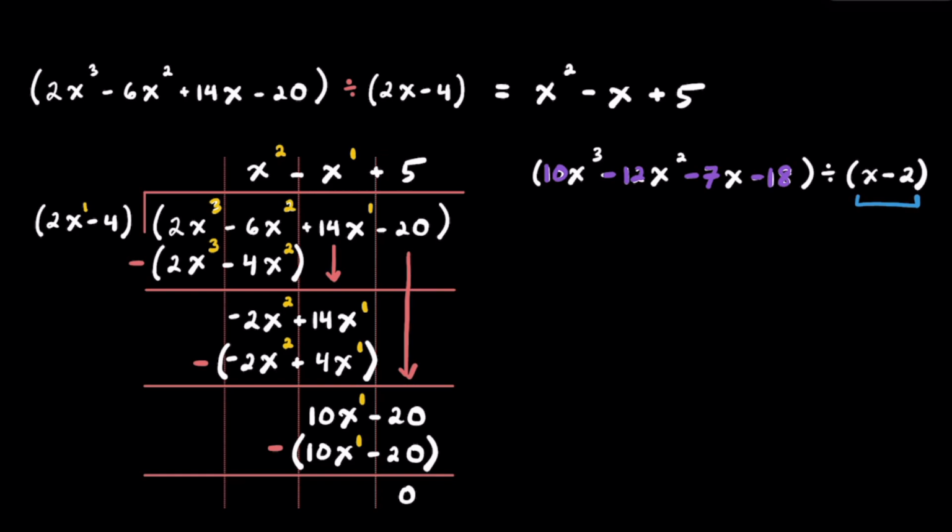All right. Now the other thing we want to do is take a look at this binomial over here and see what makes it equal 0. Now what makes this equal 0 is going to be the value x equals 2. All right. So once you identify that, we can go ahead and set up our synthetic division.